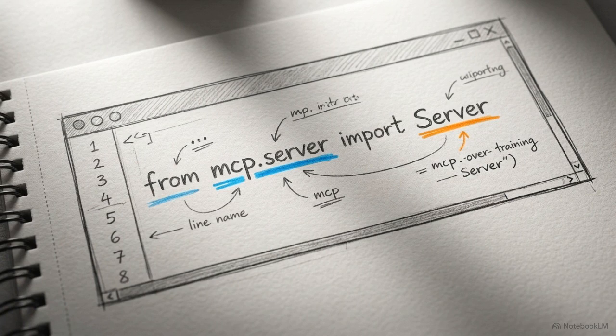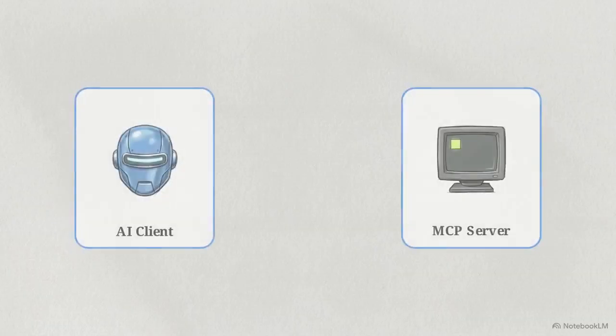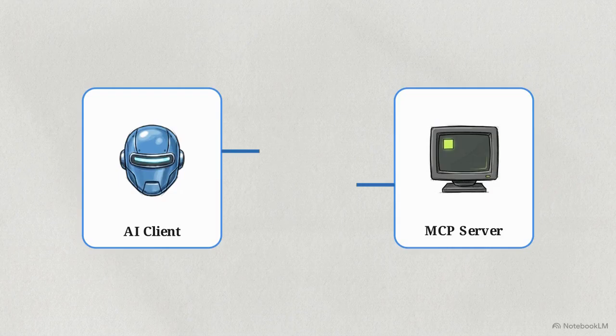Let's translate that to code. Start your Python script by importing the server object from Anthropic's official SDK. Next, instantiate the server object and pass it a recognizable string identifier. This gives your server a specific name the client can log during debugging. With those few lines, you have established a secure JSON RPC communication pipeline.